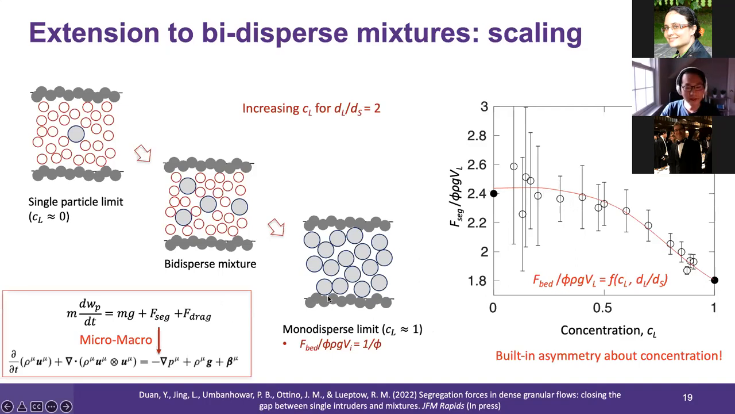And now, since we know the dependence on concentration, we can actually derive the stress in a homogenization kind of manner in the control volume from particle forces. So this function serves as a bridge between the microscopic particle level forces and the continuum level stress gradient. This result is about to appear in JFM very soon.